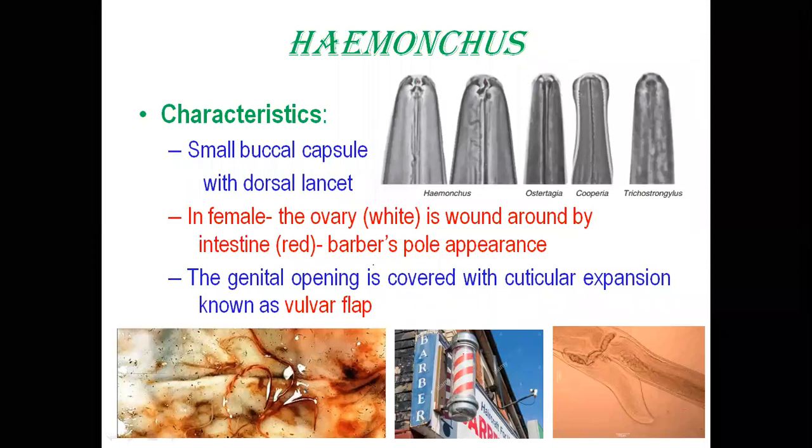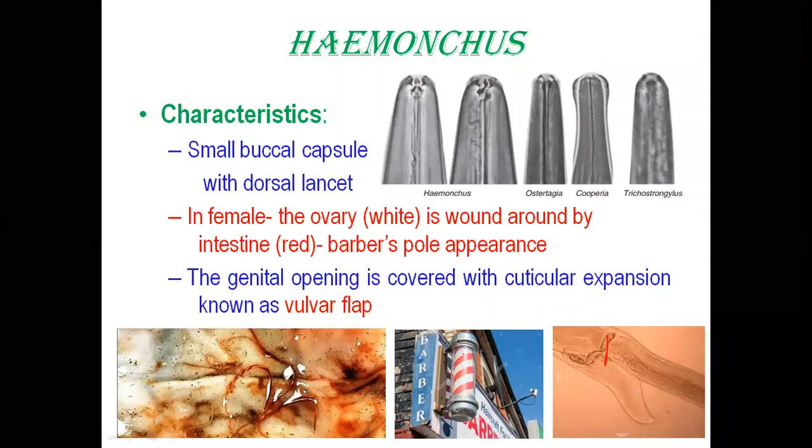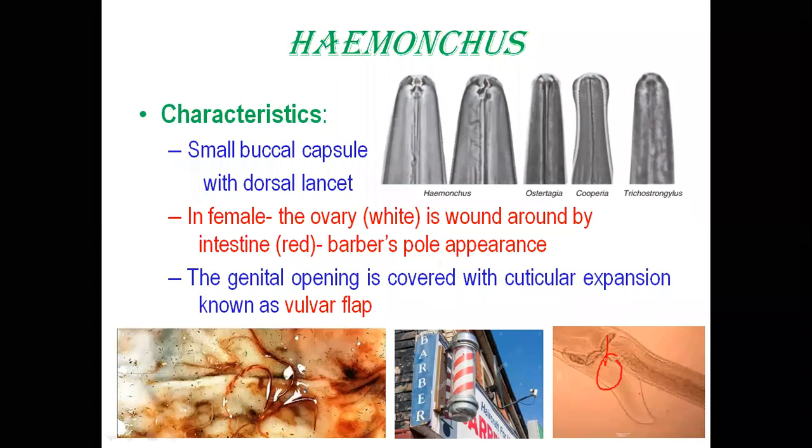That is the characteristic of a female, and another characteristic of the female is that the genital opening is covered with a cuticular expansion known as vulvar flap. There are two types of vulvar flap. One is linguiform, that means tongue-like. This is actually a linguiform. In some books and on the internet, you can see there is a button form, which is something like your shirt button. There will be a round button just present around here.